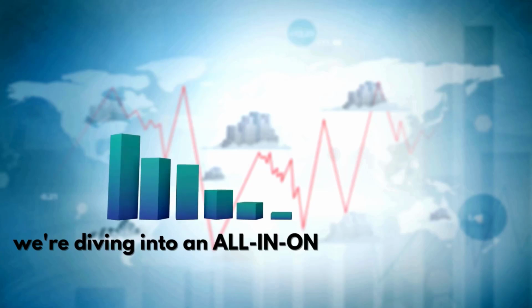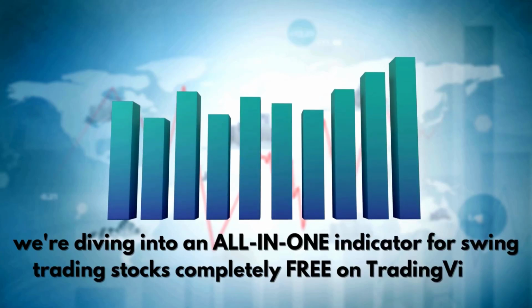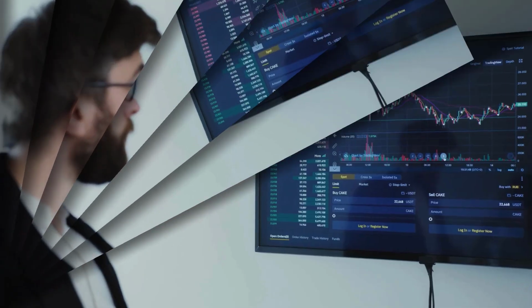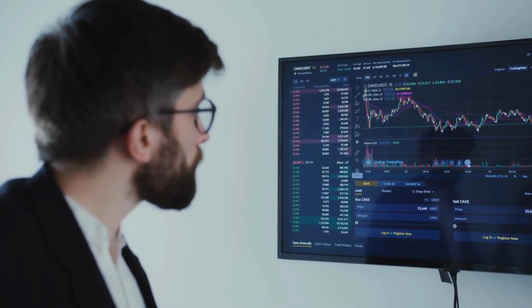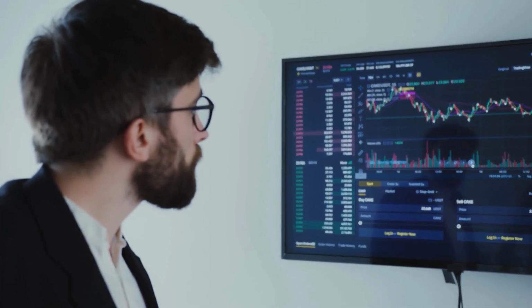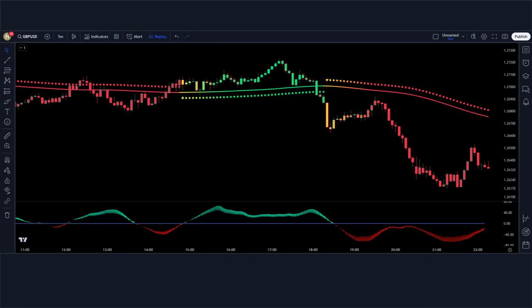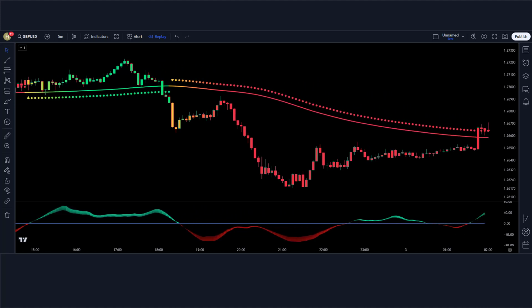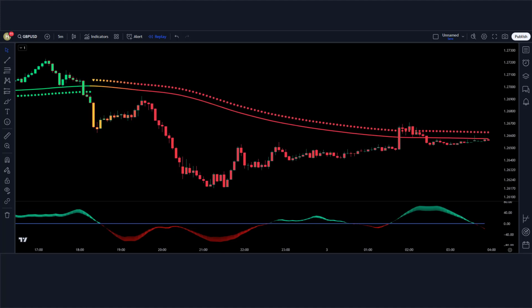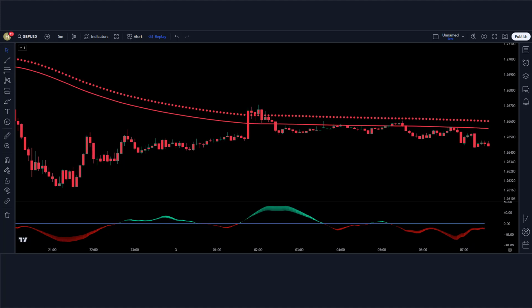In this game-changing video, we're diving into an all-in-one indicator for swing trading stocks completely free on TradingView. Discover how the GAN-LSVZO indicator can elevate your trading strategy, maximizing your potential profits in today's dynamic markets. Join us as we break down its unique features, analyze live trades, and provide step-by-step guidance to get you started. Don't let this opportunity pass you by. Watch till the end for exclusive tips on perfecting your trading experience.